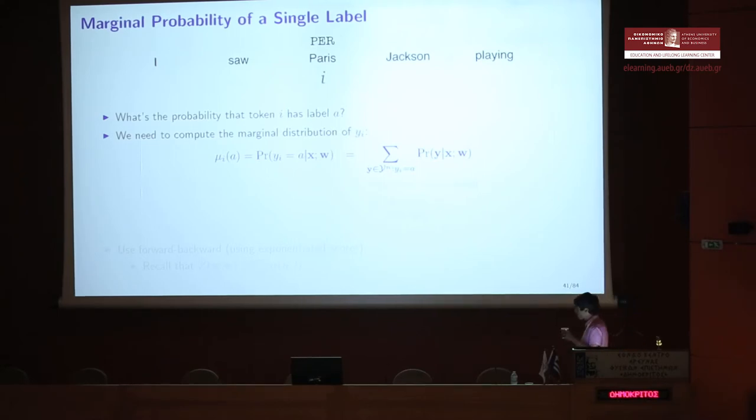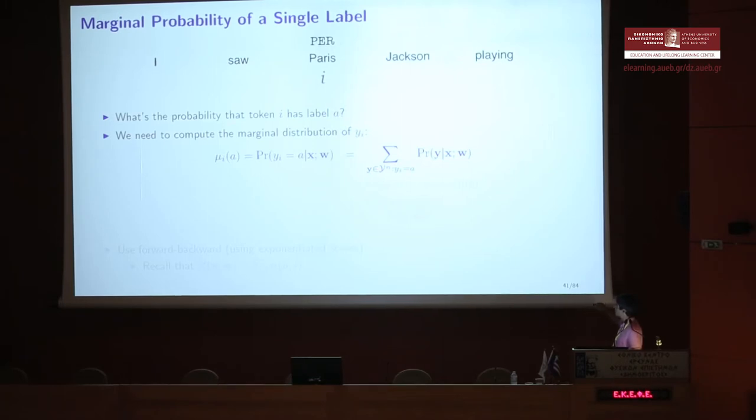So in our case, I'm going to call the marginal at a certain position of a label mu of i of a. So if I put person here, mu of i at this position, 1, 2, 3, mu of 3 of person is the probability that the third label is person given the full input under the model.